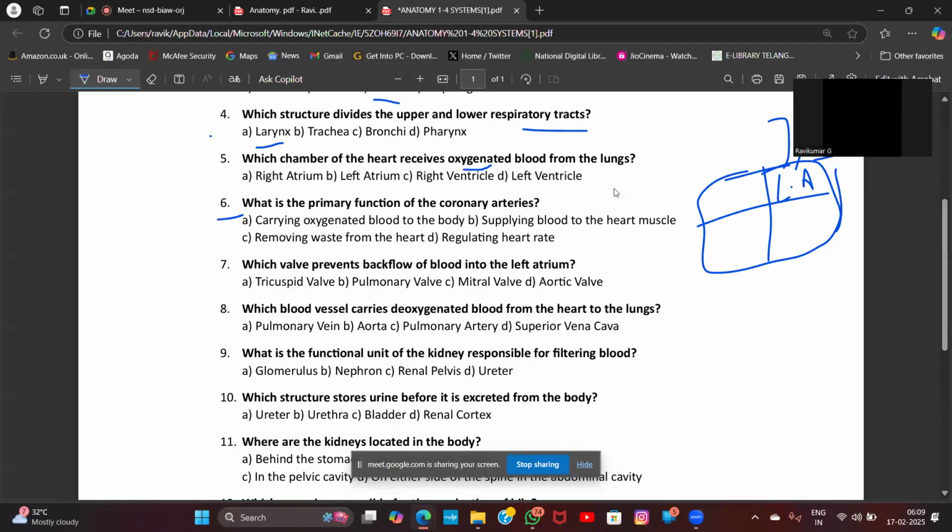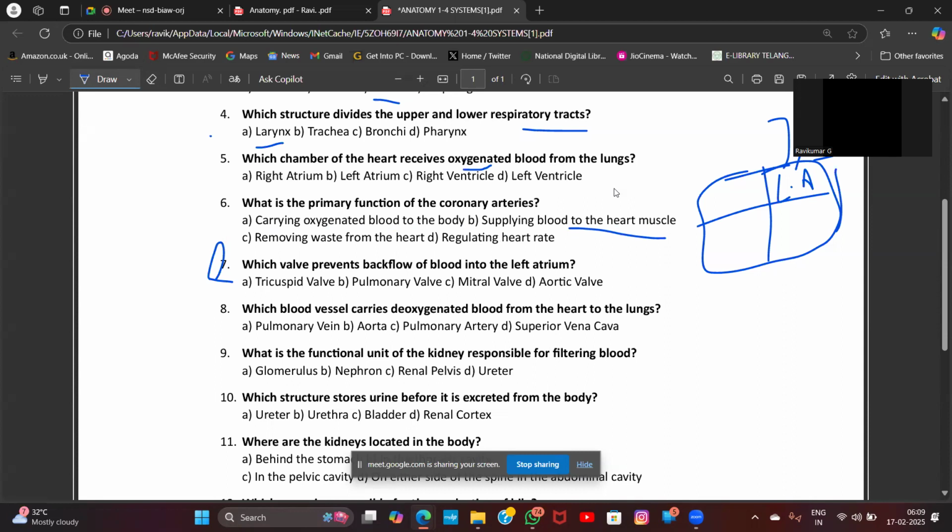Oxygenated blood supplies the heart muscles. It may be oxygenated or nutrient-rich blood, the supply to the heart muscle, and those are called coronary arteries.